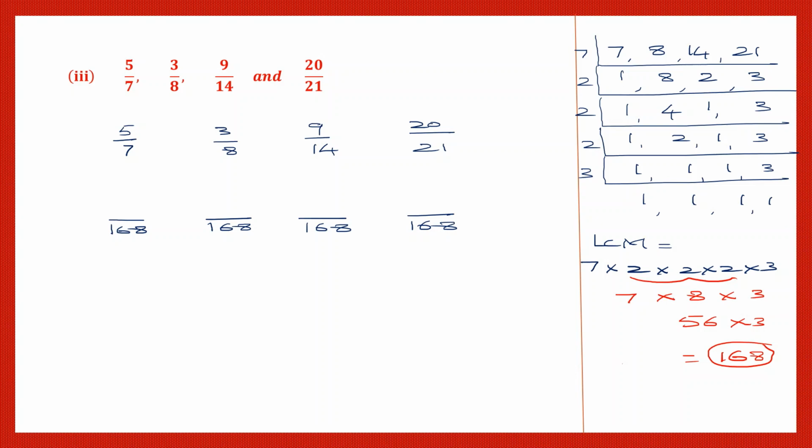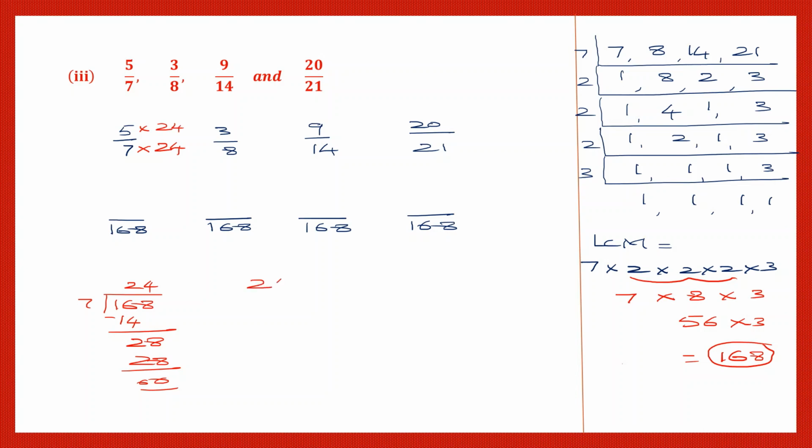7 into what will give us 168? Now to find that we have to take 168 and divide this by 7. 7 twos are 14, minus, I have 28, 7 fours are 28. That means 7 into 24 will give us 168. I need to multiply 5 also into 24.